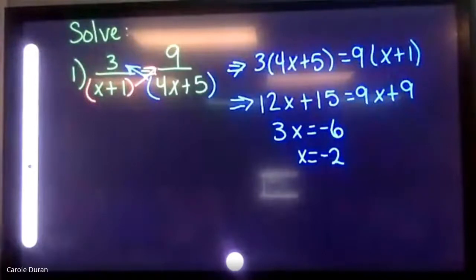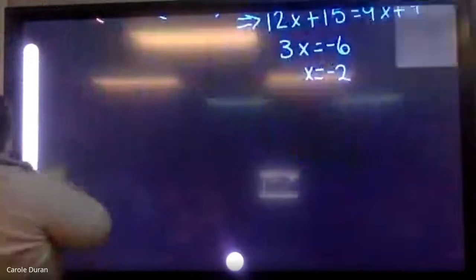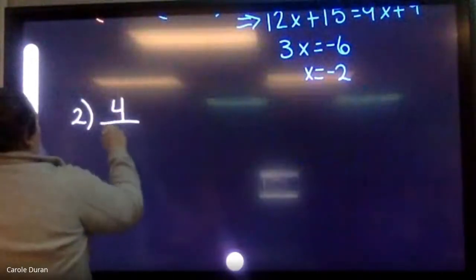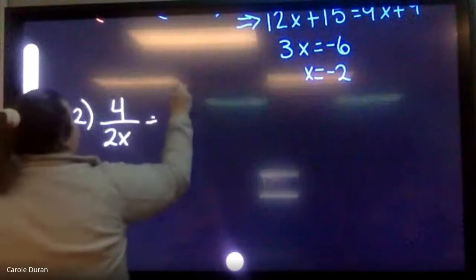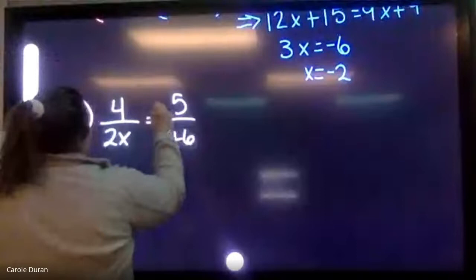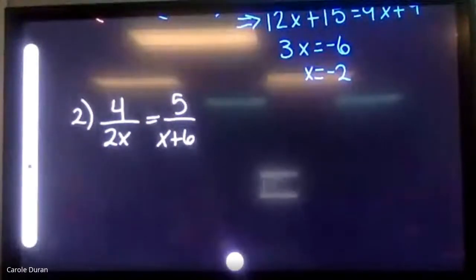Okay, so not only are we solving, but we have to check any solutions that we were to get. Sound good? Let's do another one. On your own, feel free to solve this one, please.